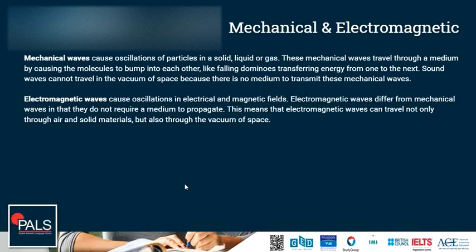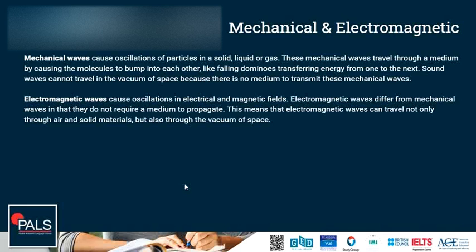Another way we can distinguish between waves is mechanical and electromagnetic waves. Mechanical waves cause oscillations of particles in a solid, liquid, or gas. These mechanical waves travel through a medium by causing the molecules to bump into each other, like falling dominoes, transferring energy from one to the next. Sound waves cannot travel in the vacuum of space because there is no medium to transmit these mechanical waves. So mechanical waves always need matter, particles, as a medium to be transferred.